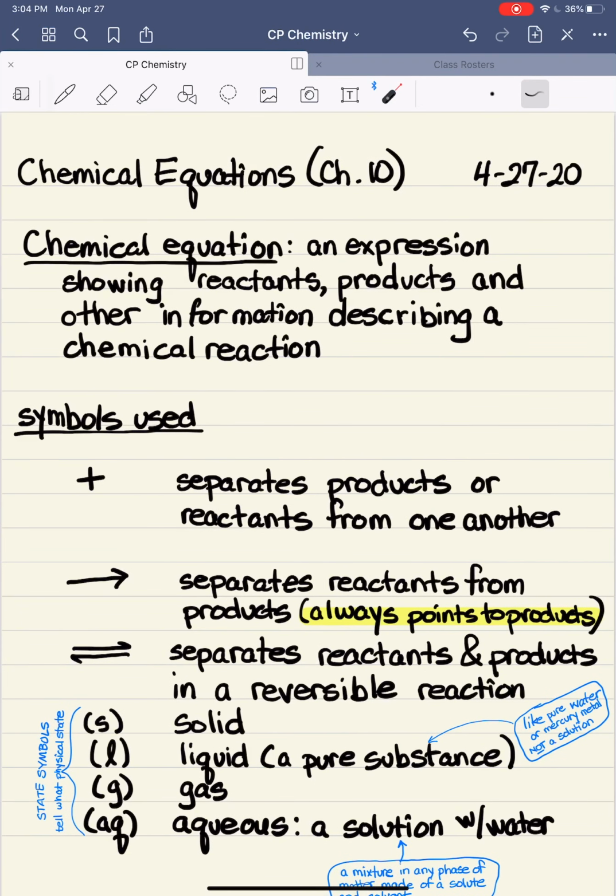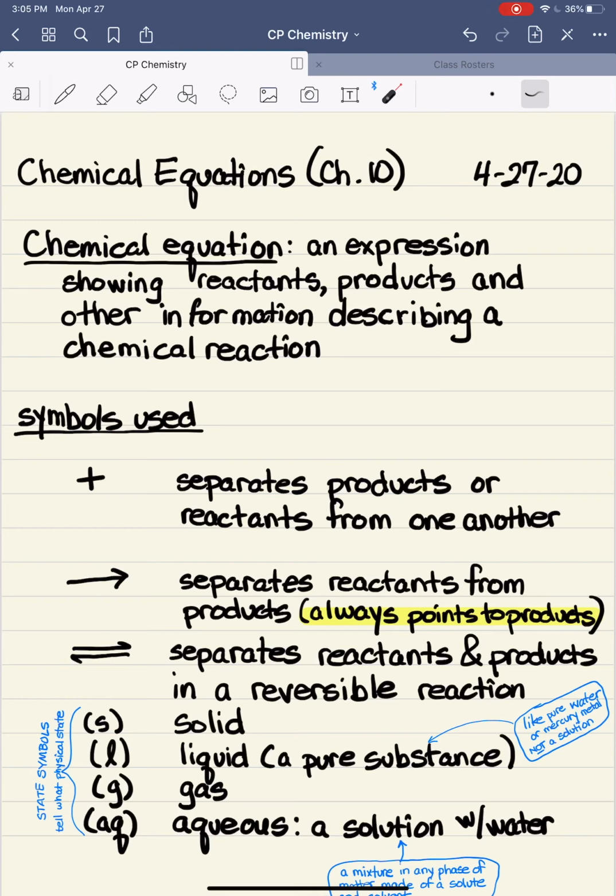Okay, so a couple of definitions, or at least one definition for you. A chemical equation is an expression that we use that shows the reactants, the products, and other information when describing a chemical reaction. There's a lot of information in a chemical equation, so let's cover some of these things. First of all, let's go over the symbols that we use.